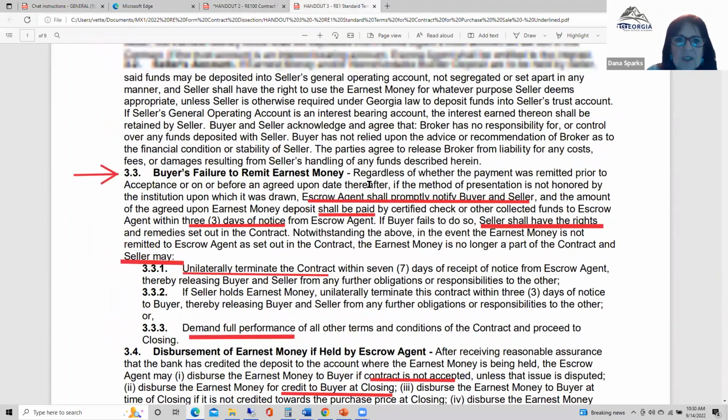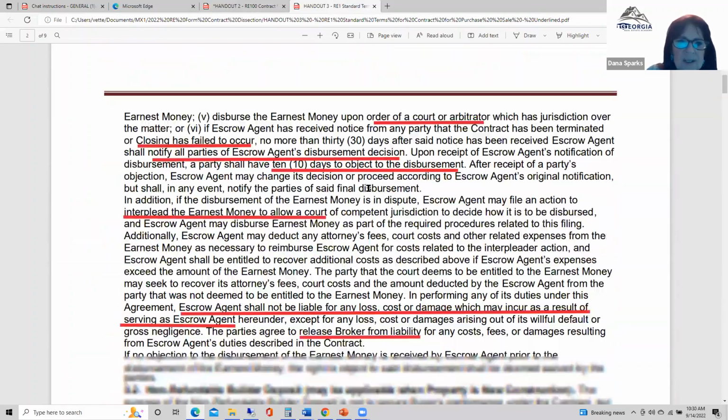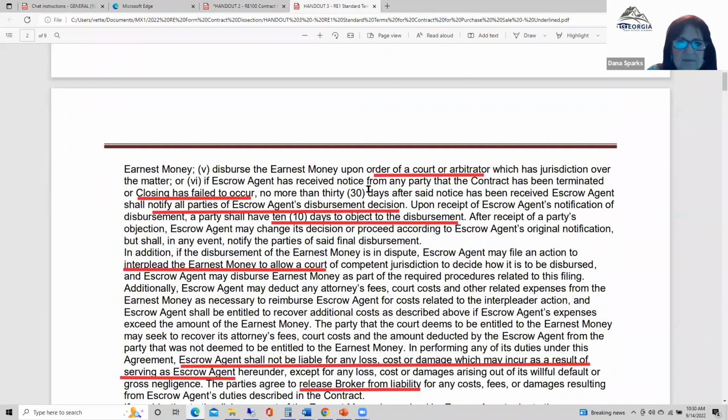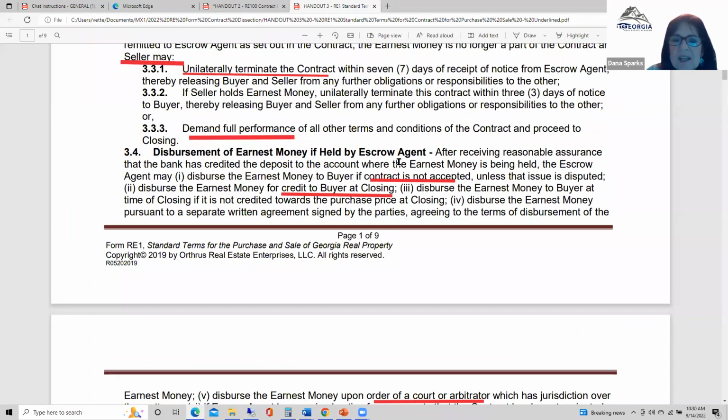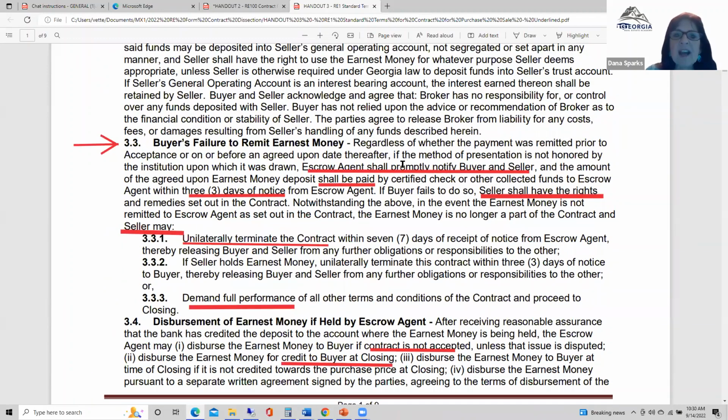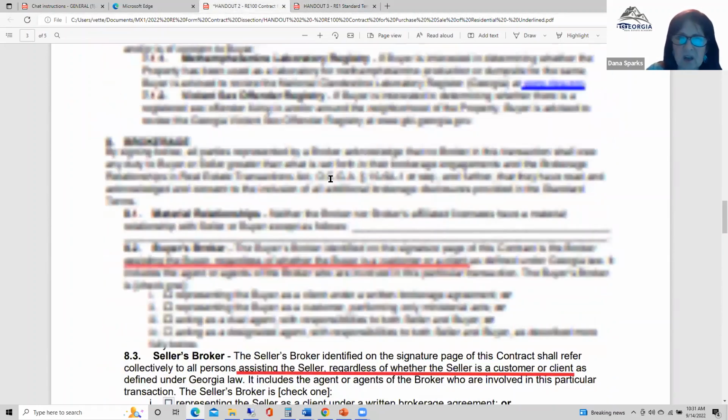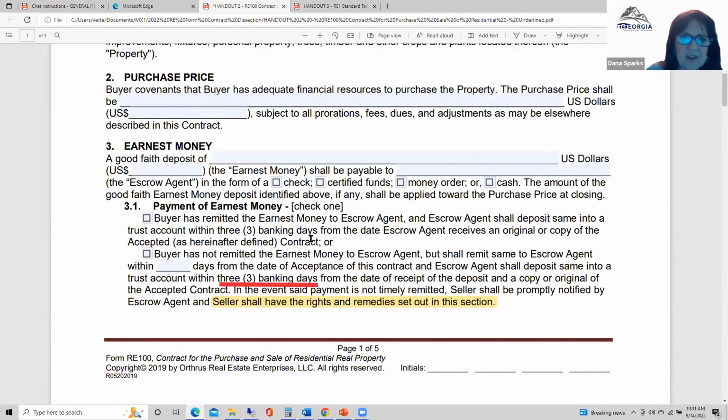Now, back in the standard terms, here where we talk about earnest money, disbursement of earnest money if held by an escrow agent. So first of all, the escrow agent is already charged. Part of the duties of the escrow agent, escrow is just a fancy word for trust or holder of the earnest money, so forth and so on. So the escrow agent, the holder, first of all, the first thing they have to do is deposit the earnest money. If they don't deposit the earnest money, and they were charged with doing that back here on the contract under the earnest money, it said escrow agent shall deposit. So the first thing the escrow agent has to do is deposit.